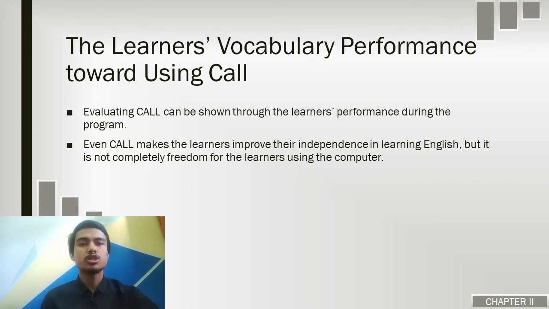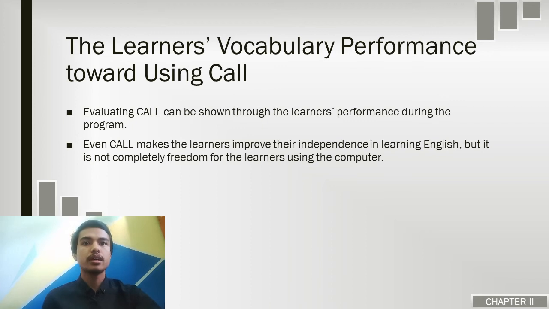Then the next part is the learner's vocabulary performance toward using CALL. Evaluating CALL can be shown through the learner's performance during the program. According to Chapelle, the first level of evaluating is evaluating the CALL program. The second is evaluating the teacher activity. The last is evaluating the learner's performance. The learner's performance in vocabulary learning toward using CALL can show the positive or negative effect of the program itself.